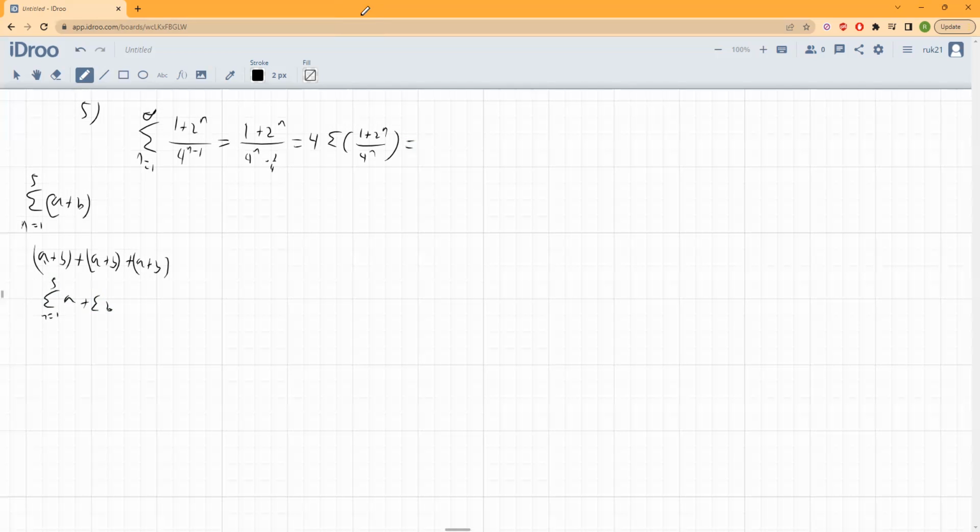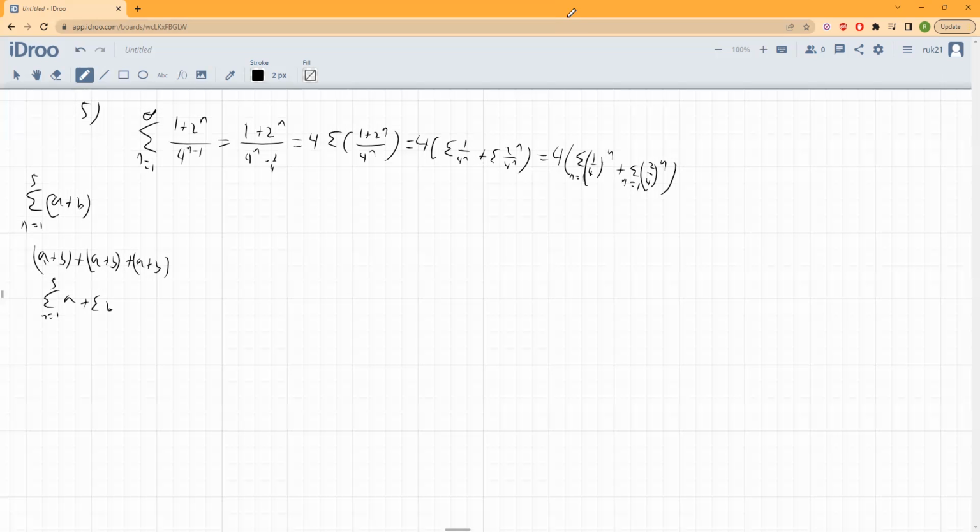So here, that's what I'm doing. It's going to be 4 times the sum of 1 over 4 to the power of n plus the sum of 2 to the power of n over 4 to the power of n each. And again, we can see that these are geometric series, and that they both converge because your r is less than 1. Then we get 4 times the sum of (1/4) to the power of n plus the sum of (2/4) to the power of n. So now we need to remember that n starts at 1.